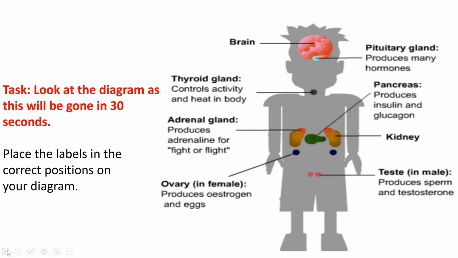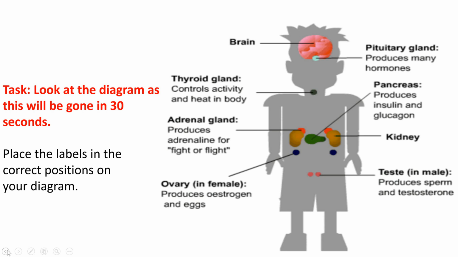cycle. We've then got in the neck the thyroid gland that controls activity and heat within the body. The thyroid produces the hormone thyroxine. We've then got the adrenal glands, so these would be situated at the top of the kidneys, and the adrenal glands produce adrenaline, which will enable your fight or flight mechanism. You can see then obviously we've got the kidneys labelled.